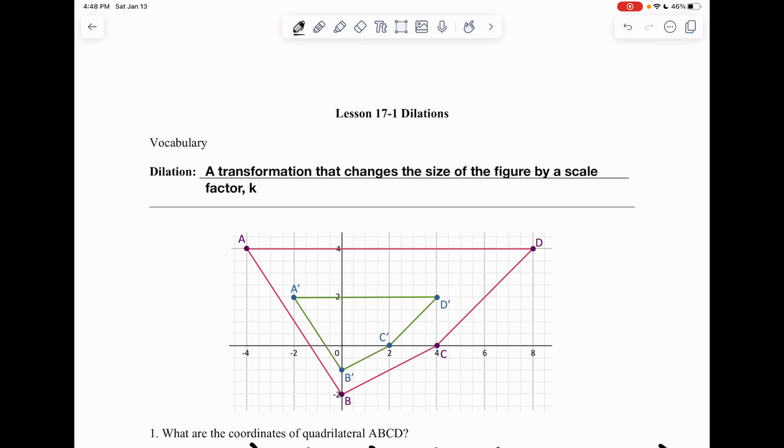Everyone, and welcome to the Lesson 17.1 Dilations video. A dilation is a transformation that changes the size of the figure by a scale factor k.